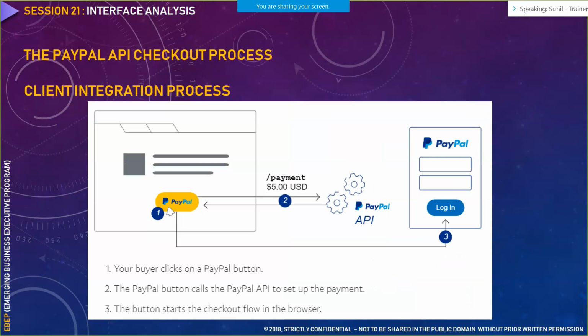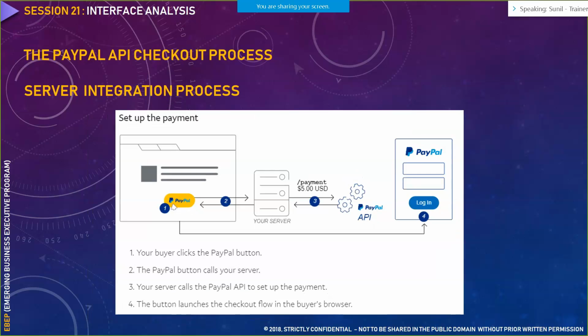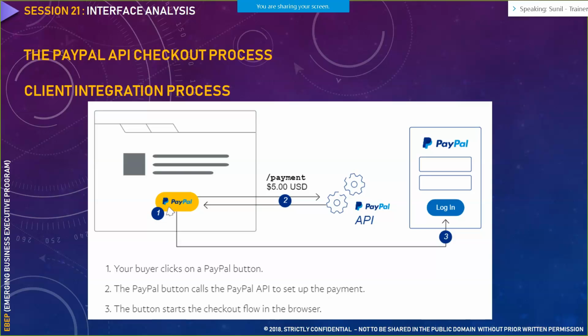Now, during that particular checkout process, there are two things that you need to consider: the client integration and the server integration. Now, what is client integration? Like how you would be integrating the system from a web browser. All the devices from where you are accessing the application is the client integration. Like the example which I showed you in my particular website, that is a client integration, wherein your buyer clicks on a PayPal button. The PayPal button calls the PayPal API to set up the payment, and the button starts the checkout flow in your particular browser. This is the client integration process, which happens and is visible to me on the web page, which we just saw.